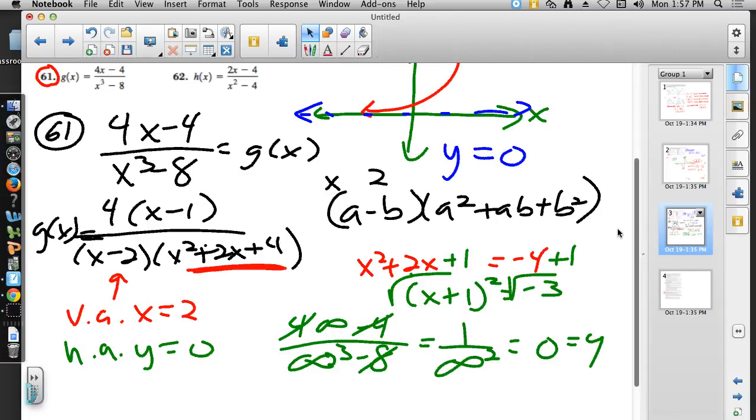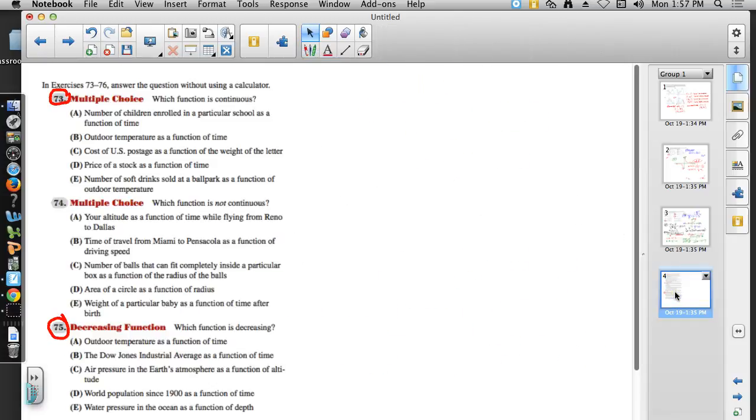And then number 73, this one is asking us to answer it without a calculator. And really, it'd be kind of silly to try anyway, because you'd have to come up with your own set of numbers, and hopefully you would figure it out by that time. 73 says, which function is continuous? So when I think about continuous, what I'm looking for is something that will never take a jump. It won't go from one spot to the next automatically, or because of a change in policy.